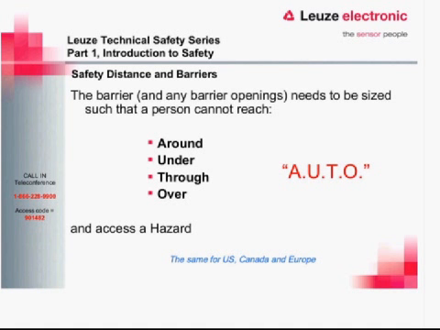So how do we know when we have an unsafe condition? Well, a quick general way to check this on any type of machinery is it needs to be sized such that a person cannot reach, and this is where we use the acronym AUTO: around, under, through, or over. If you can reach around the guarding, under the guarding, through the guarding, or over the guarding, assuming there is guarding, and reach the dangerous point to access the hazard, then we have a hazardous situation and we need safeguards put in place.